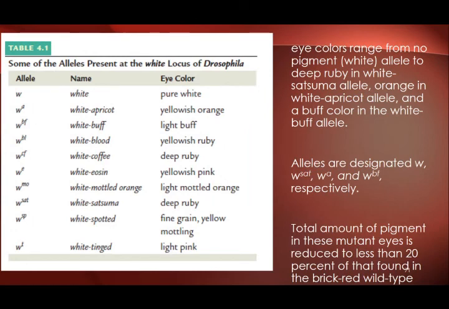Eye colors range from no pigment in the white allele, to deep ruby in the white Satsuma allele, orange in the white Apricot allele, and buff color in the white buff allele. So, in this locus for white, you have many alleles, W, WA, WBF, WPL, all the way until white tinged, which is light pink. So the total amount of pigment in these mutant eyes is reduced to less than 20% of what is found in the red wild type.